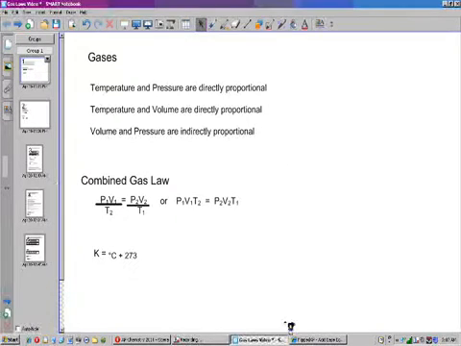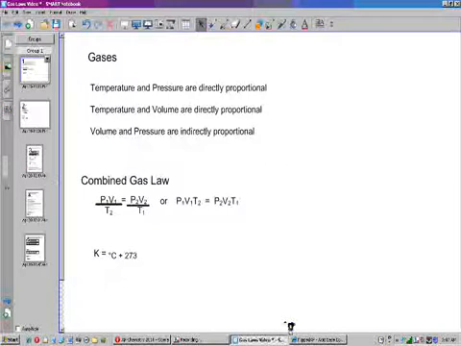This video is going to be about gases. Now, temperature and pressure are directly proportional. This means that when volume is constant and temperature goes up, pressure will also go up. Same thing for temperature and volume. They're also directly proportional. So when pressure is constant, when temperature goes up, volume will also go up.